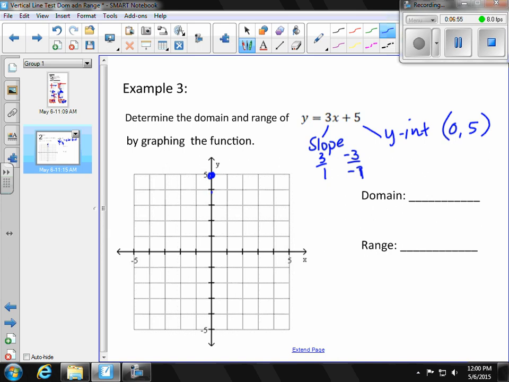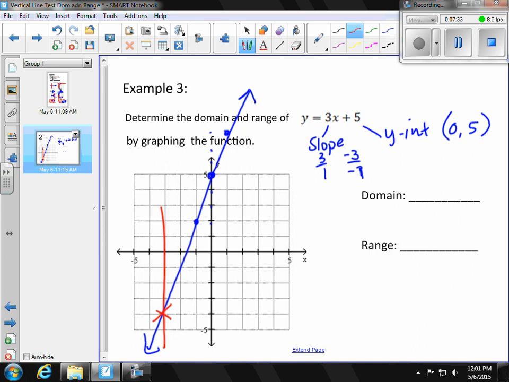If I go down 3 units and I go left 1 unit, that's going to give me another point on the graph. If I go up 3 units and I go right 1 unit, that would give me another point on my graph. So either way, I can draw the graph of that line. Okay? And again, my line is going to go forever. So this is a function. Any vertical line that I draw will cross that blue graph in at most 1 point. So we know we have a function.